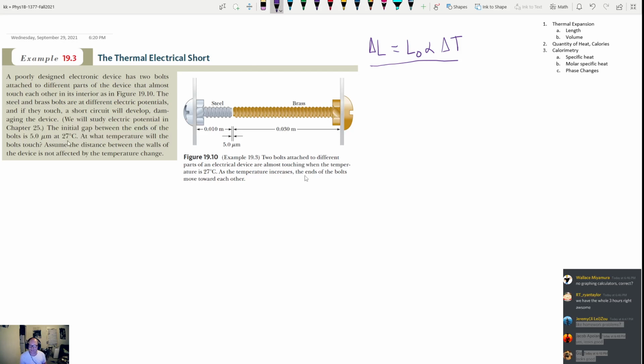The initial gap between the ends of the bolts is 5 micrometers at 27 degrees Celsius. At what temperature will the bolts touch? Assume the distance between the walls of the device is not affected by the temperature change.